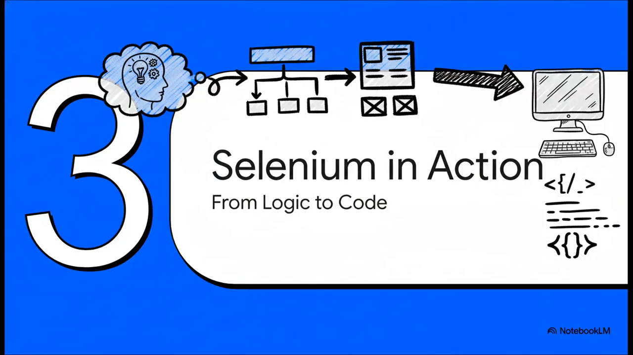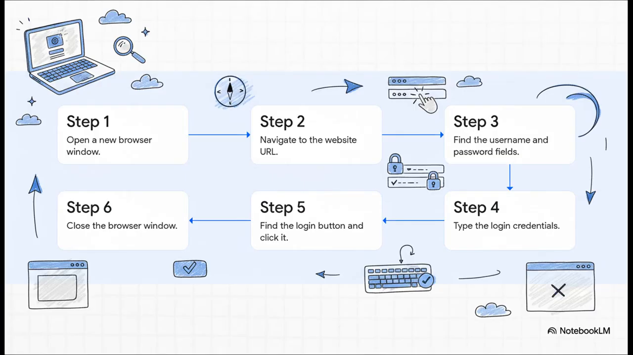Okay, that's enough theory. It's time to see what this actually looks like. How do we go from a simple idea in our heads to a piece of code that a computer can run? So let's start with a classic, a login test. If you were doing this by hand, what would you do? You'd open a browser, go to the website, find the username and password boxes, type your info in, click the login button, and then close the browser. Super simple, right? Just 6 logical steps.